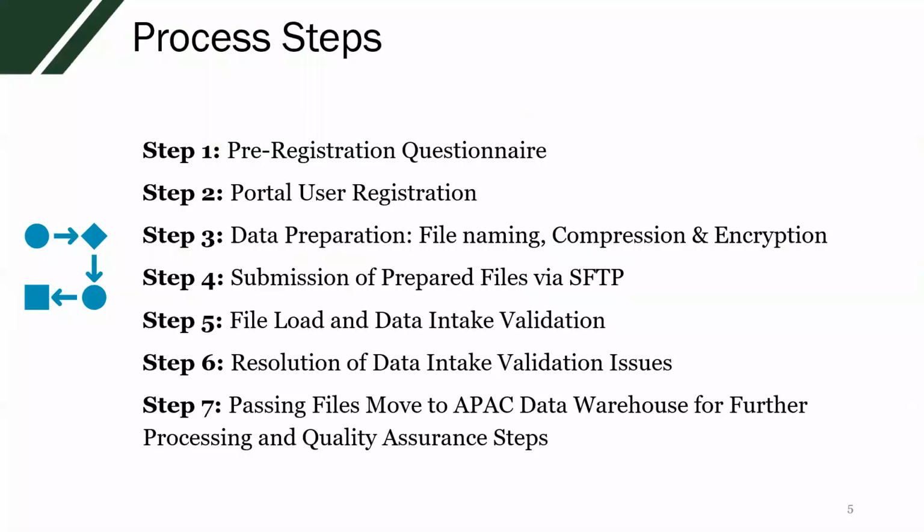So now I'm just going to get into an overview of what this new system is going to look like for you. There are 7 major steps in the process. First is a pre-registration questionnaire. Second is portal user registration. Step 3 will be data preparation. Step 4 is submission of prepared files via SFTP. Step 5 is the load and data intake validations. Step 6 is the resolution of those issues. And step 7 is really where we get files past that initial data quality and they move into the APAC data warehouse for further processing and quality assurance steps.